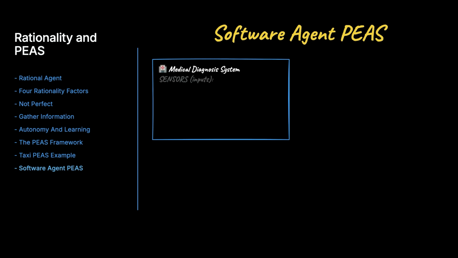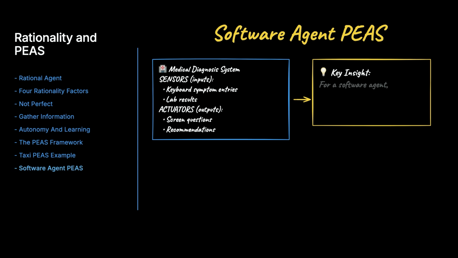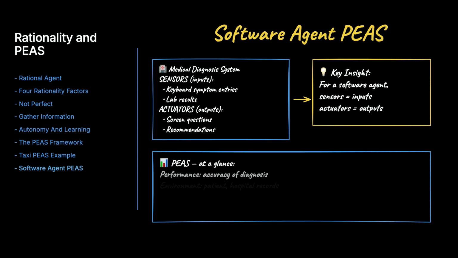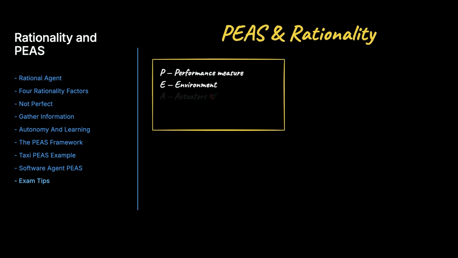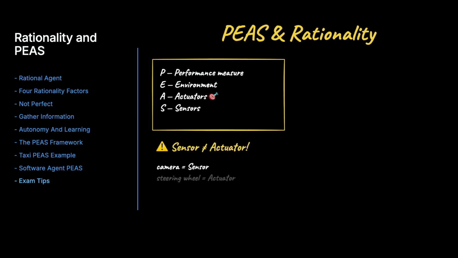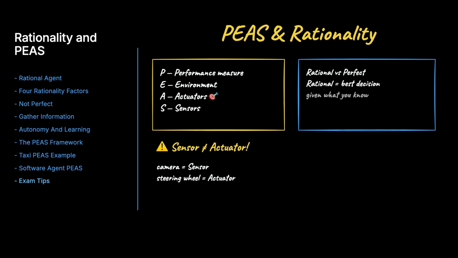Software agents have P's descriptions too, and this trips people up. Take a medical diagnosis system. Its sensors are the keyboard entries of symptoms and the lab results it reads. Its actuators are the screen displays of questions and recommendations. The lesson is that for a software agent, sensors and actuators are simply input and output channels. For the exam, memorize the 4 P's letters and what each means, because questions often ask you to fill them in or spot a mistake, like listing a sensor where an actuator belongs.